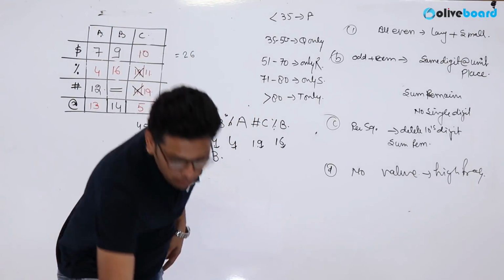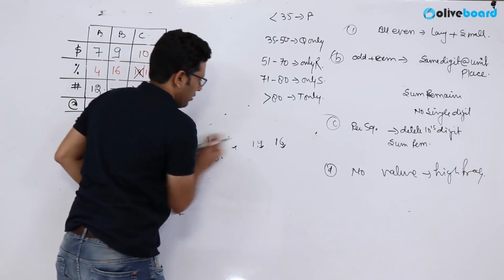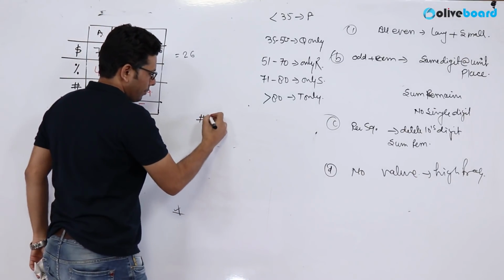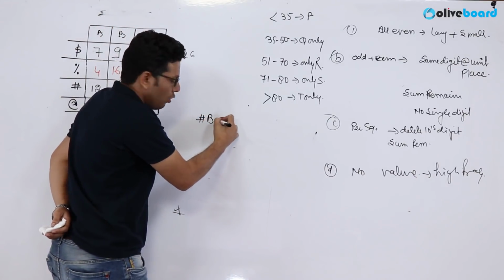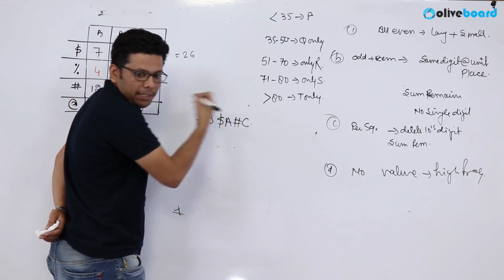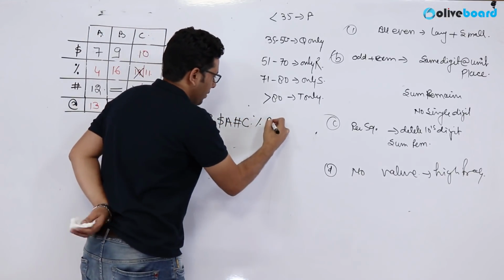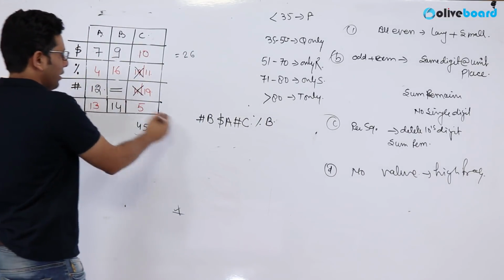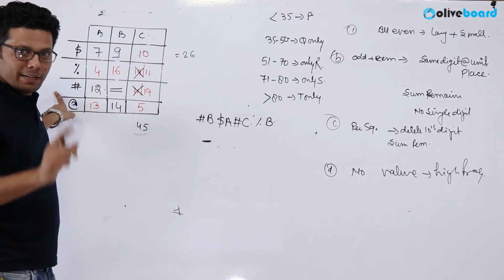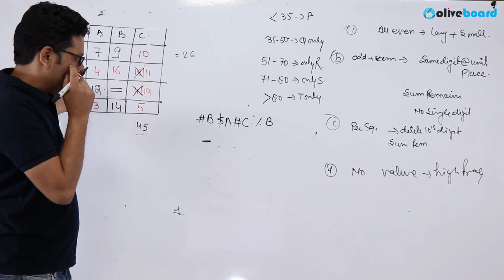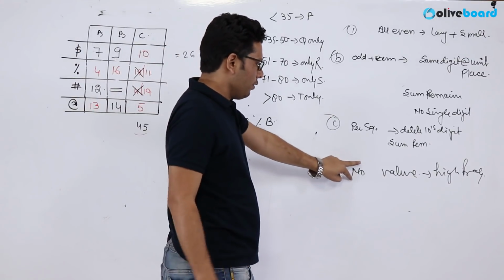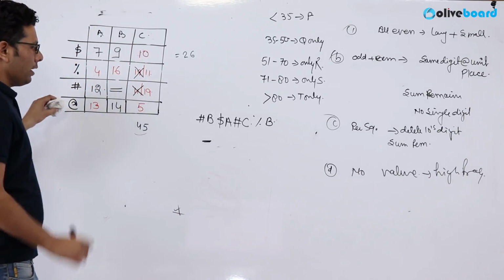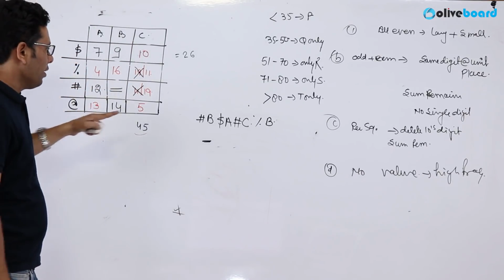Okay. So let's have a look at the second option. That is hashtag B, $A, hashtag C, percent B. This is my second option. Hash B is null, and there was a given point: if there is no value, then the highest frequency would be taken. So I need to pick the numbers which have the highest number.